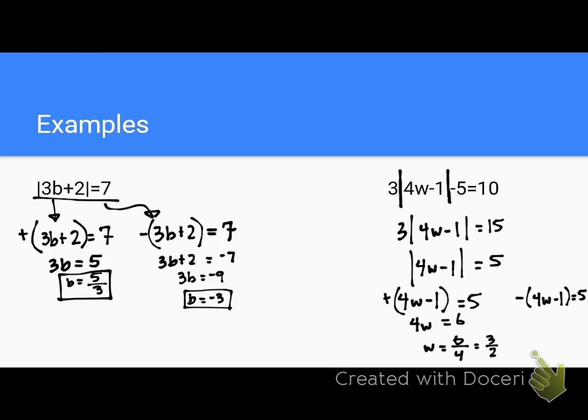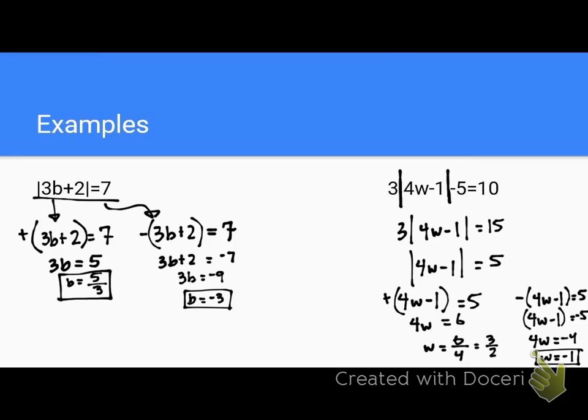Second solution, divide both sides by a negative sign, so we got 4w minus 1. It stays in its parentheses, but we're going to change that negative and keep it as a positive. But this 5 needs to change to a negative 5 because we're dividing both sides by a negative 1. Add 1 to both sides, you get 4w is equal to negative 4, so therefore w is equal to negative 1.